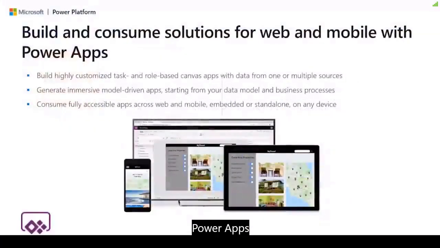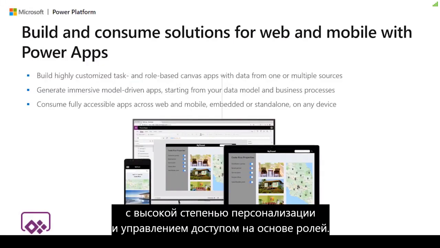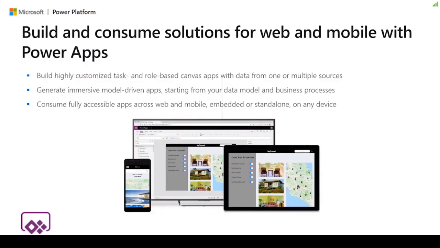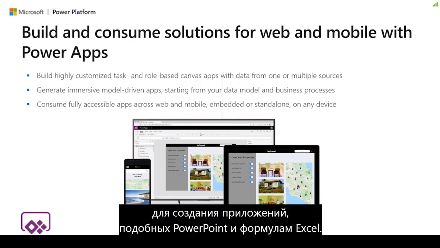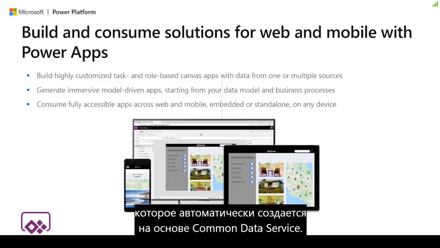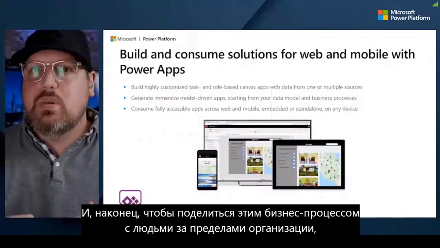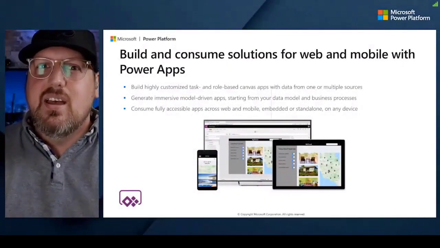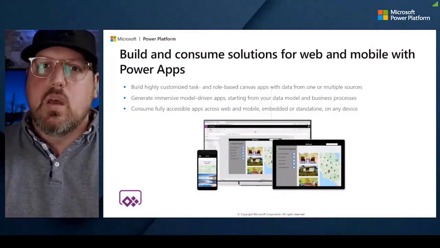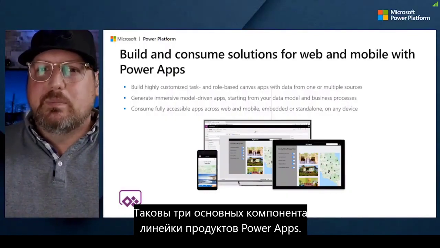So when we look at Powerapps, it allows you to build highly customized applications with role-based access control. We have Canvas apps that allow you to build those apps like a PowerPoint and Excel formulas. But you also have model-driven apps that are automatically built out of the Common Data Service. And finally, when it's time to share those business processes with people outside of the organization, you can use Power Portals. So these are the 3 main components of the Power Apps product line.